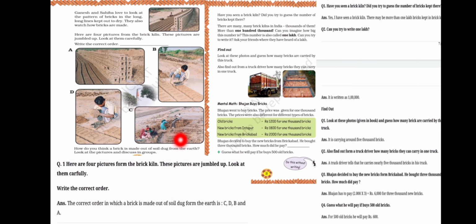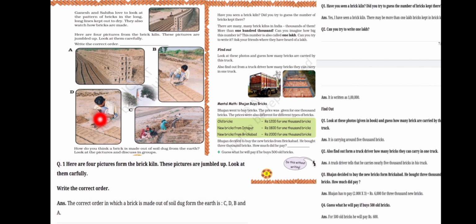Firstly, the workers dig up clay soil, so C is in first order. After digging the clay, the workers grind the clay soil into a fine powder and mix water in the clay and make a paste. So after C, the D process will be followed.